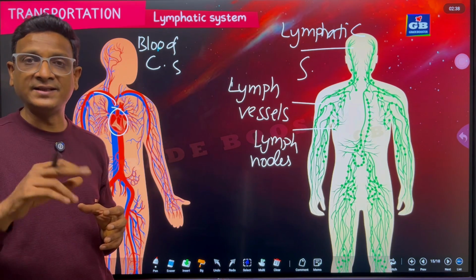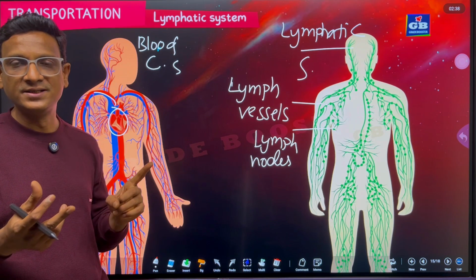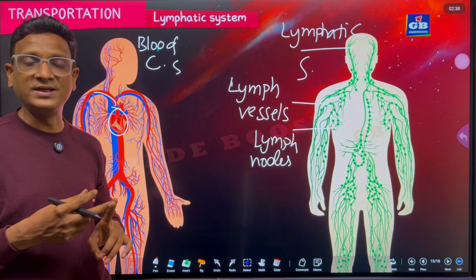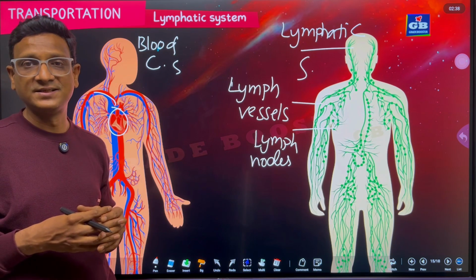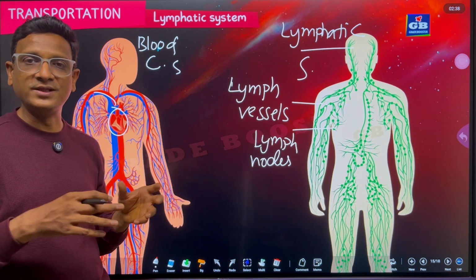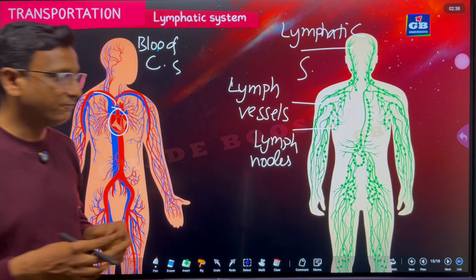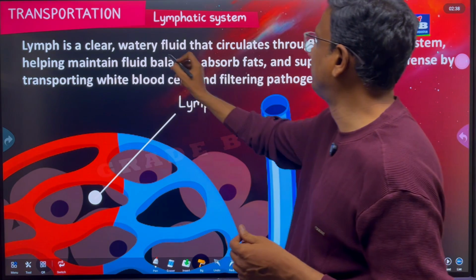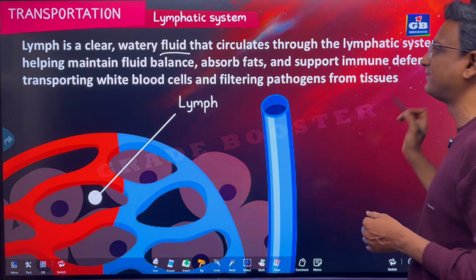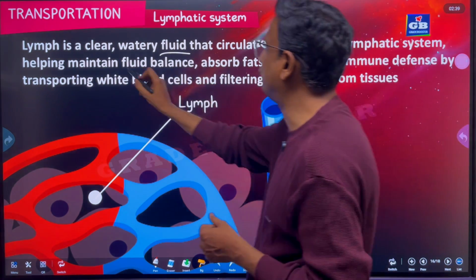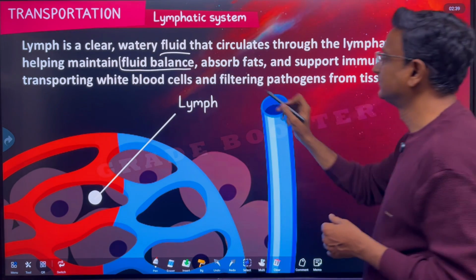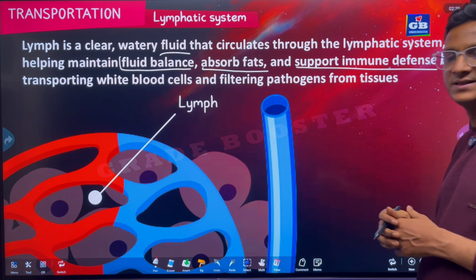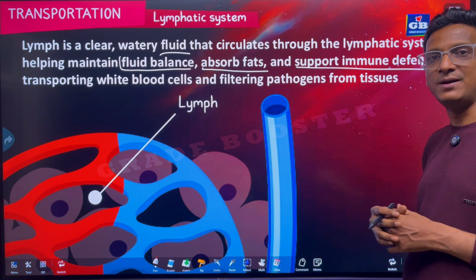Not only that, another important function: one is immunity, that is giving protection from diseases and infections, and the second one is the transport of fats. So lymph plays an important role in the transportation of fats. Let us see. Lymph is a clear watery fluid that circulates throughout the lymphatic system and helps maintain fluid balance, absorption of fats, and supporting the immune defense system. These are the major roles played by the lymph.